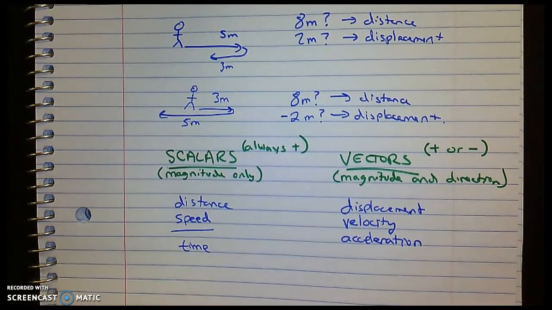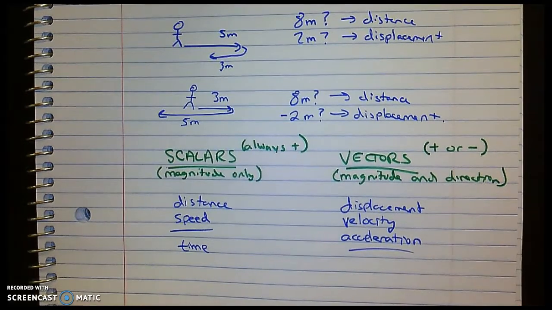So if you try and time how long something takes, it's not that it goes 3 seconds forward or 3 seconds up or 3 seconds backwards. It's just a magnitude, right? So time is a scalar. There is no vector form of time. So here are some examples of scalars and vectors.